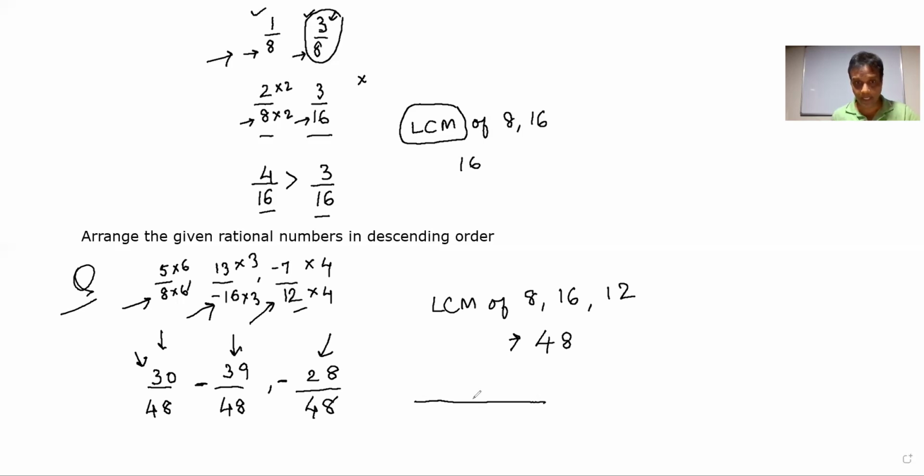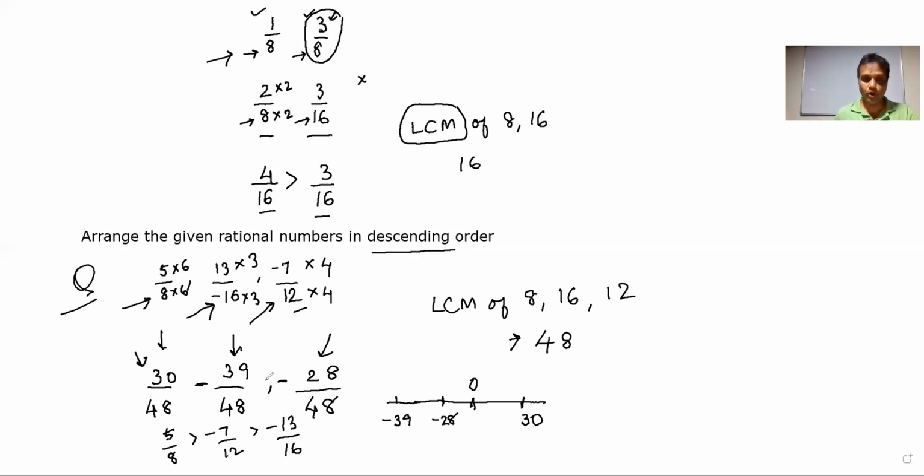If I just plot it on the number line, 30 is on the right-hand side because this is plus 30. This will be minus 28, and minus 39 will be the smallest number, this being the 0. I hope you can plot this on the number line. So I can very easily see that 5 upon 8 is greater than minus 7 upon 12, and this is greater than minus 13 upon 16. This is how we can put it in the descending order, which means from big to small.